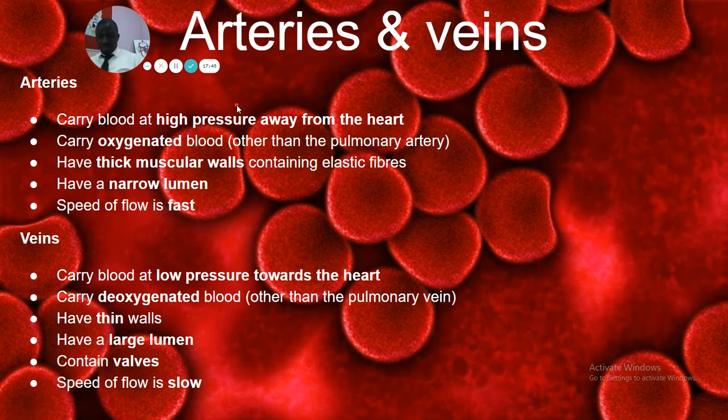So, one of the functional differences, we say arteries carry blood at high pressure away from the heart, whereas veins carry blood at low pressure towards the heart. Arteries drain the heart. Veins serve the heart. Number 2, functional.